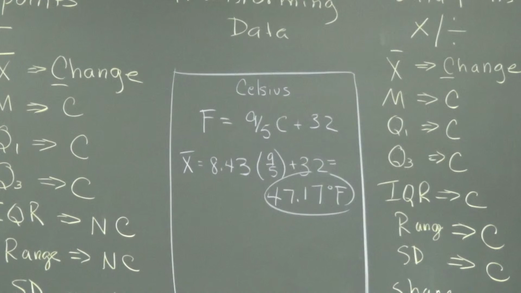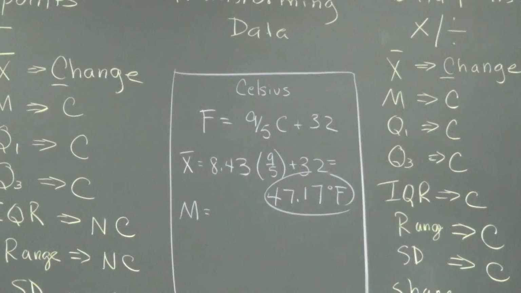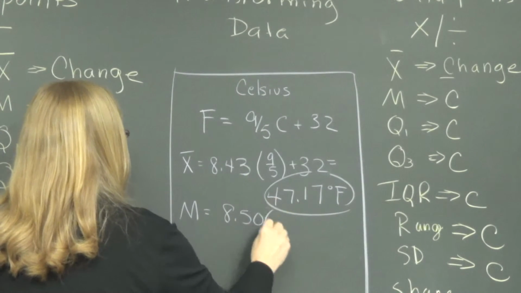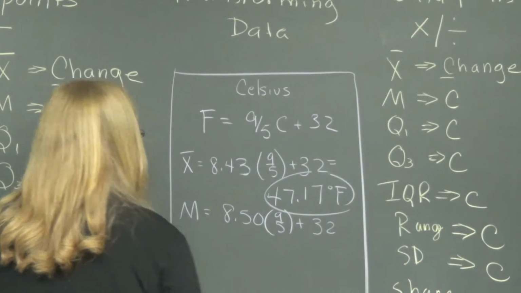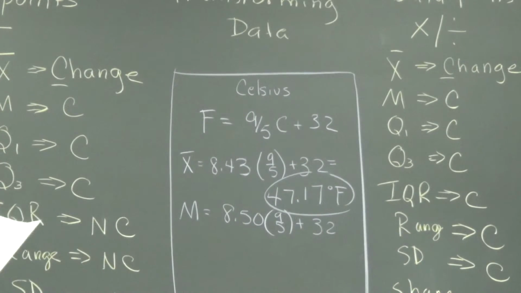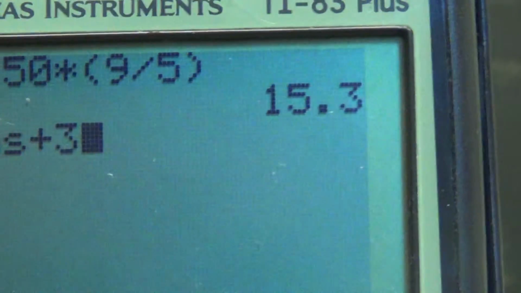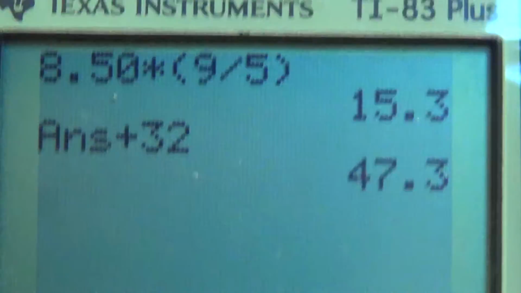Now, the median is also a measure of center, so we're going to do the same thing as we did to the mean. So, Julia, pick out the median this time. 8.50. All right, and it's going to be affected by multiplication, and it's going to be affected by the addition. So I need that number. 47.3. Anyone confirm? Mm-hmm. All right, so onward down our list.